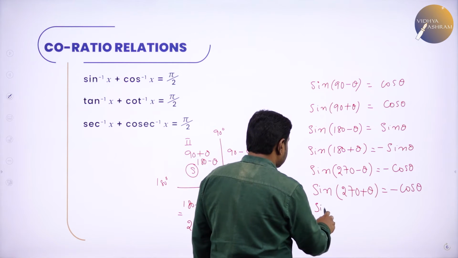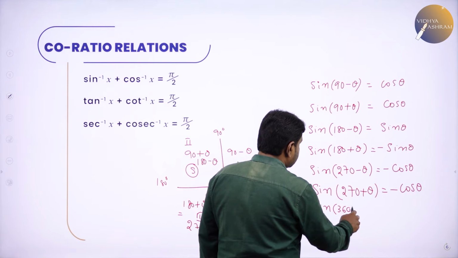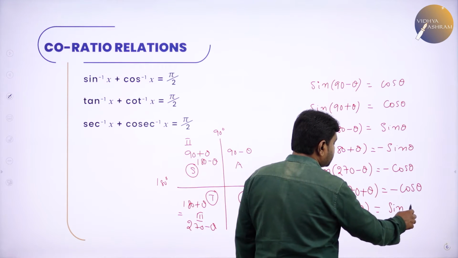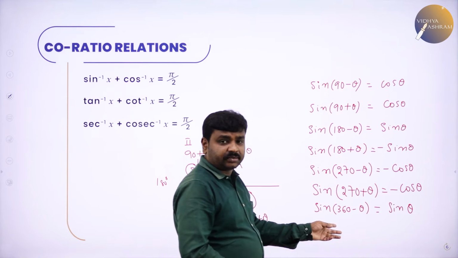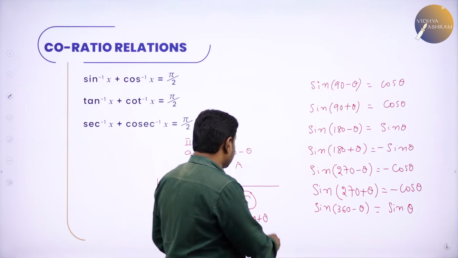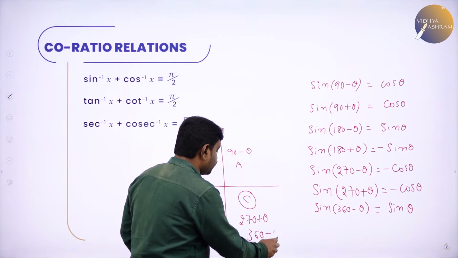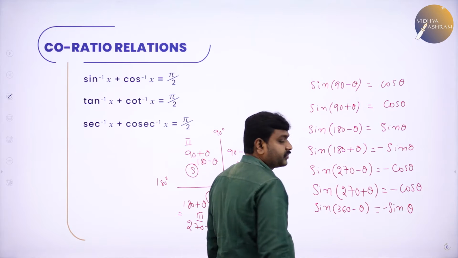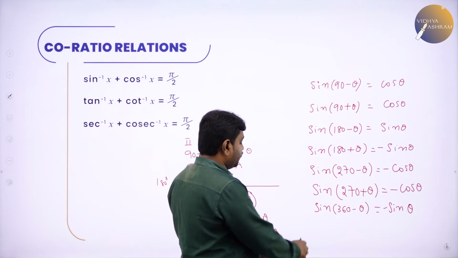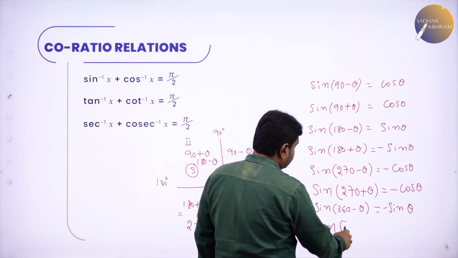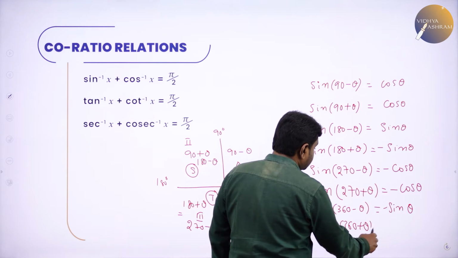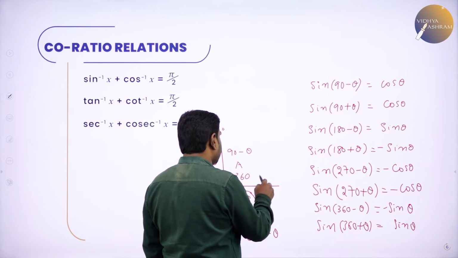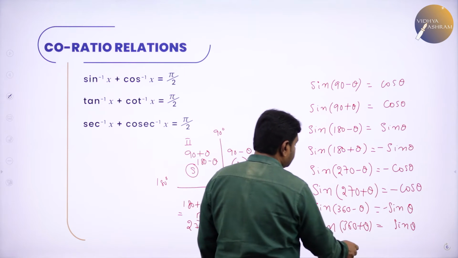Then sine of 360 minus theta. For 180 and 360 function does not change. Sine of 360 minus theta is sine theta, and 360 minus theta lies in fourth quadrant. In fourth, alphabet is C, and your question does not match, so answer is negative. Then sine of 360 plus theta. Function does not change, and 360 plus theta lies in first quadrant. In first quadrant, all are positive, so your answer is positive.